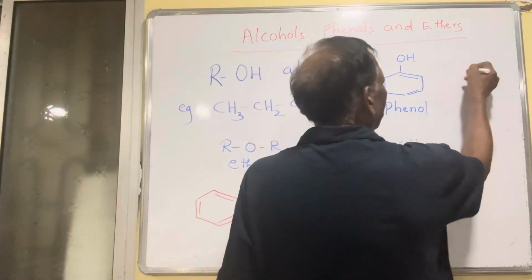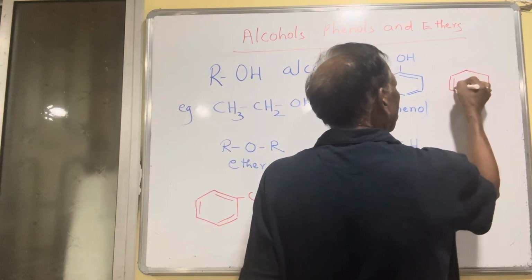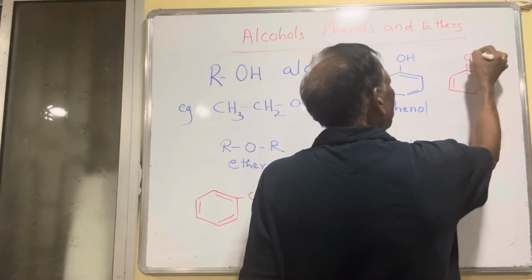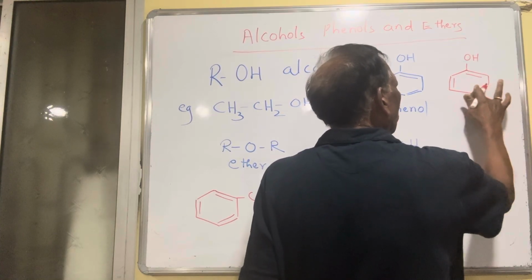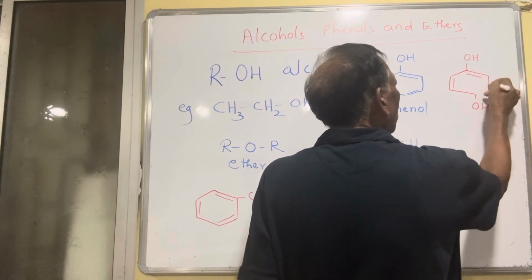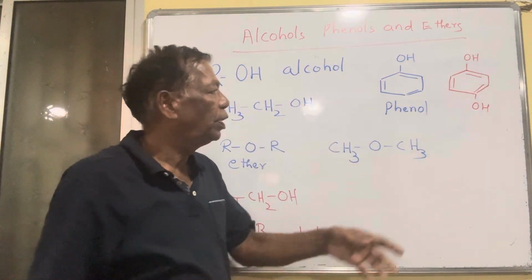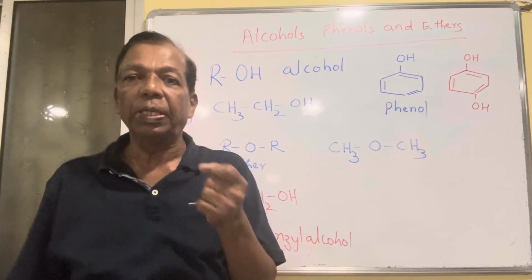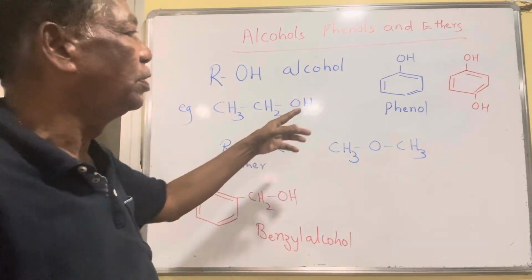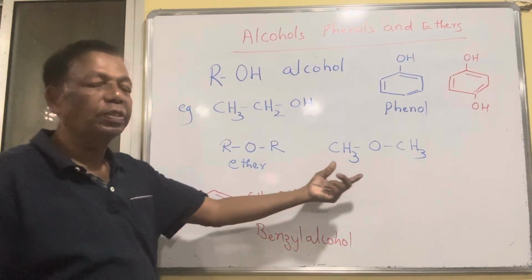Suppose I have here a benzene ring with 2 OH groups, OH group here and OH group here. Now this is also called phenol. Why? Because here the 2 OH groups are bonded to the carbon of benzene. So in all these cases, this is phenol, this is alcohol, and this is known as ether.